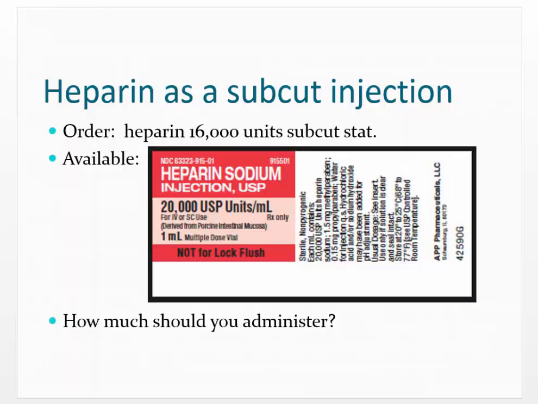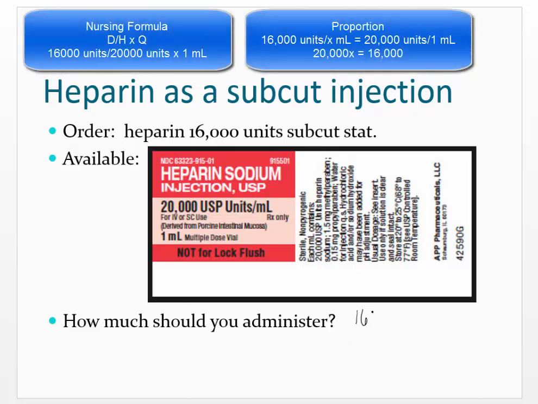In our first problem, heparin is to be given as a subcutaneous injection. And so we see here an order of heparin for 16,000 units subcutaneously stat, and we see a med label telling us how strong the heparin is. In order to figure out how much to administer, I'm going to use dimensional analysis. Keep in mind that this problem could also be done using the nursing formula or using a proportion.